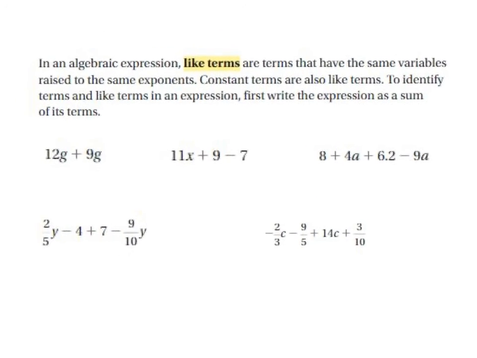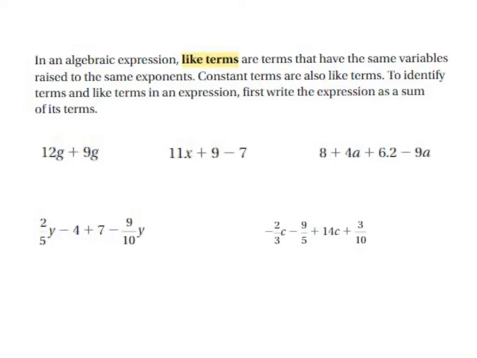So let's first define like terms. In an algebraic expression, like terms are terms that have the same variables raised to the same exponents. Constant terms are also like terms. That word constant means they stay the same. So think of things that are constant in your life. They're always the same. So a constant would be something that does not have a variable.